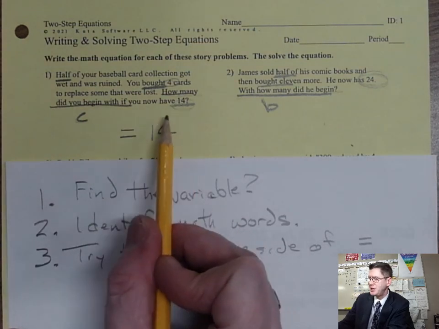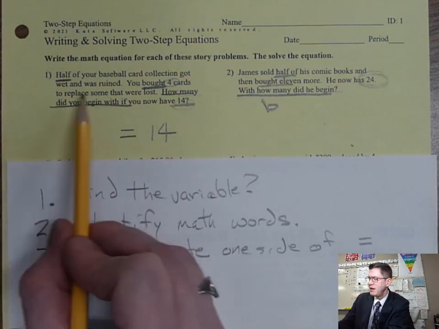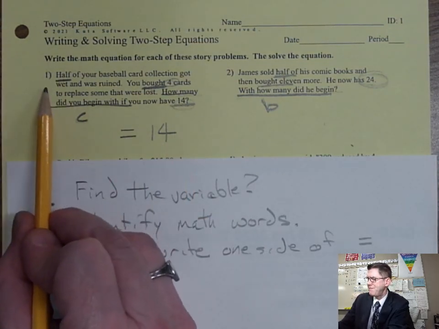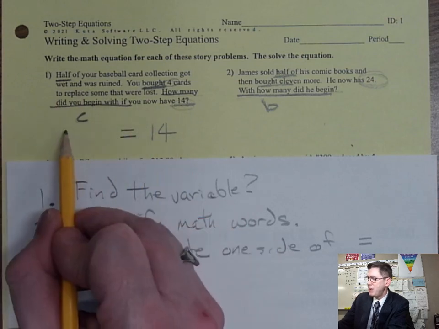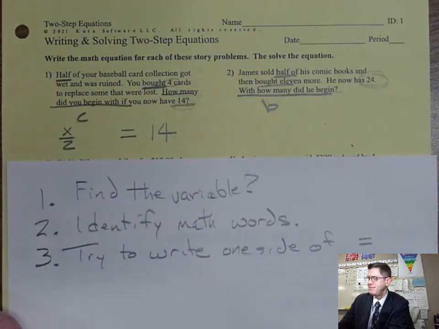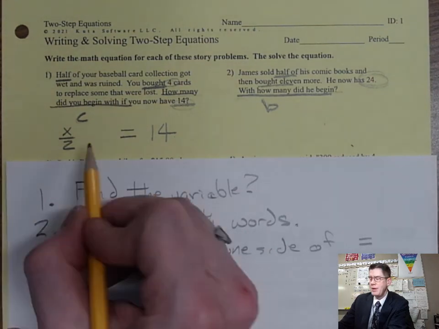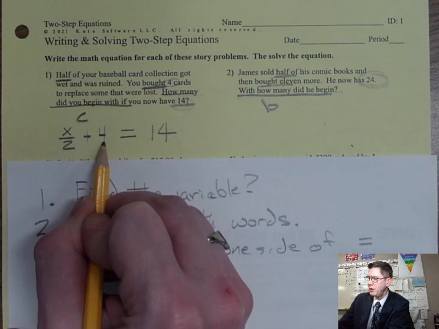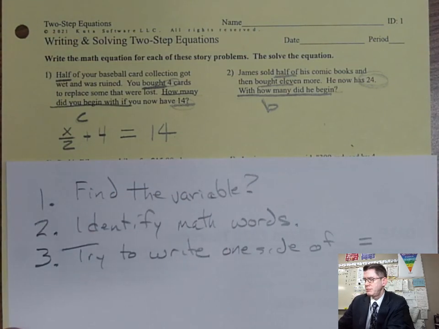You now have 14. And how did you get 14? Well, let's see, you had half was ruined, but then you bought 4. So if half, so you take half of them, divide by 2. But then you bought 4. Then you can solve that for the 14.